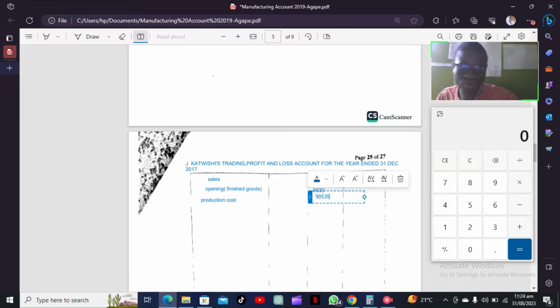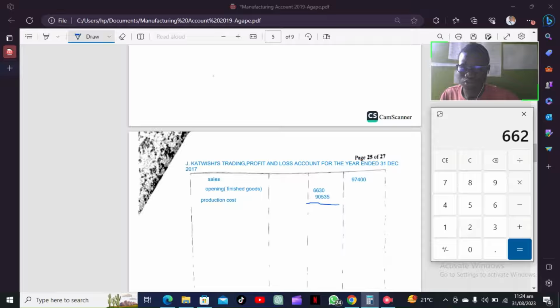90,535. That was our production cost. So we're going to add these two: our production cost plus our opening inventory for finished goods. How much are we getting? So when we add 6,330 plus 90,535, how much are we getting? We're getting 97,165. So this figure, we're going to just normal trading profit and loss.